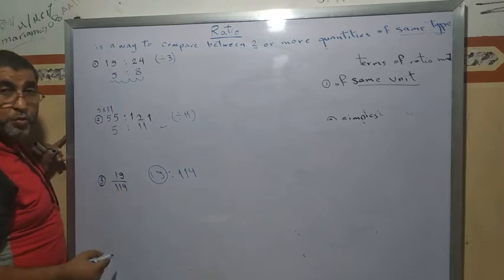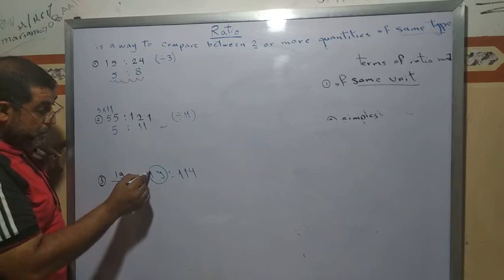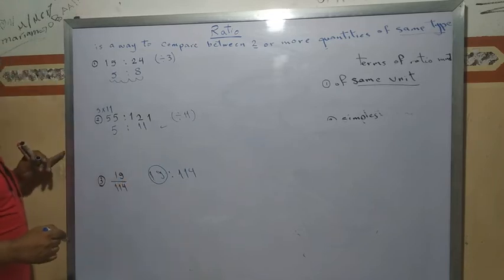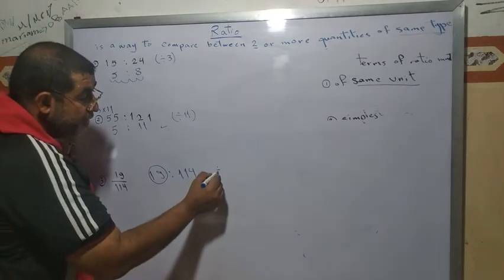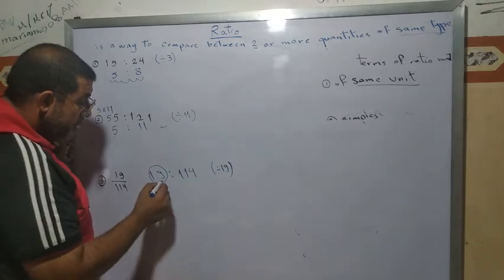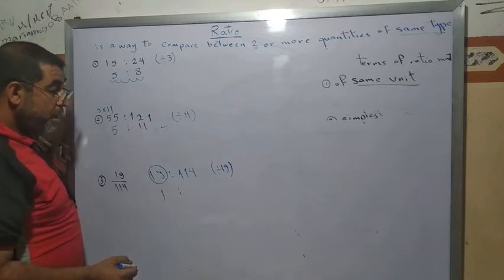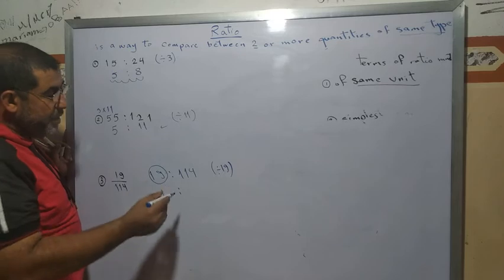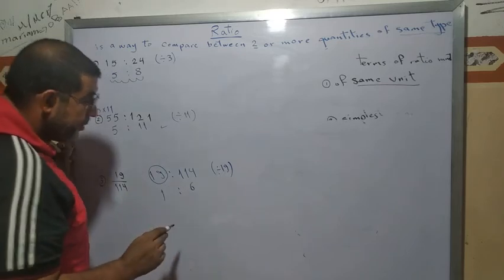19 and 114. 19 is a prime number. So it isn't divisible by any number except itself and 1. So we must divide by 19. 19 divided by 19 equals 1. 114 divided by 19 equals 6. Yes, 6.